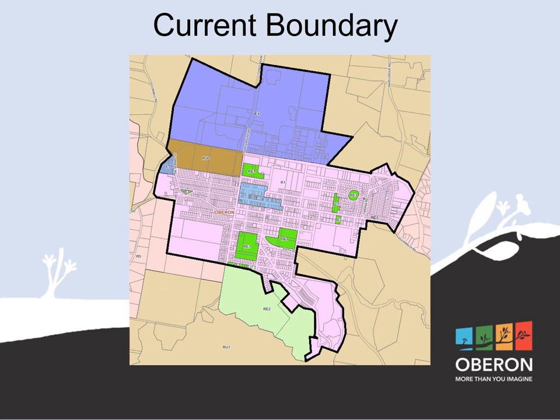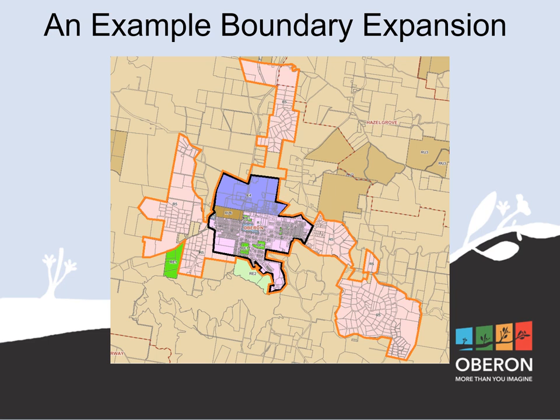An example of how the boundary could be expanded is highlighted on this slide. As you can see, for illustrative purposes, this example looks at extending the TIL boundary out to the R5 zones, picking up some of the new subdivisions that have taken place. If the Town Improvement Levy goes out to these areas, Council would be able to extend projects into this newly expanded zone.